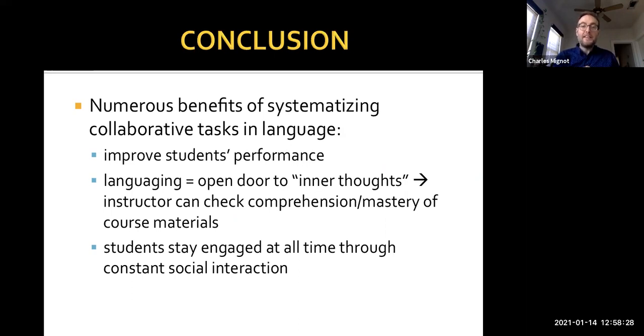And I also think languaging is kind of an open door to inner thoughts. When I go to the breakout room, I can hear them talk about grammar, about vocabulary. So it helps me check the comprehension, the mastery of the course materials, either in the target language or in English. And finally, if you ask them to always collaborate for any activity, any task, then they stay engaged at all times, and there is a constant social interaction.